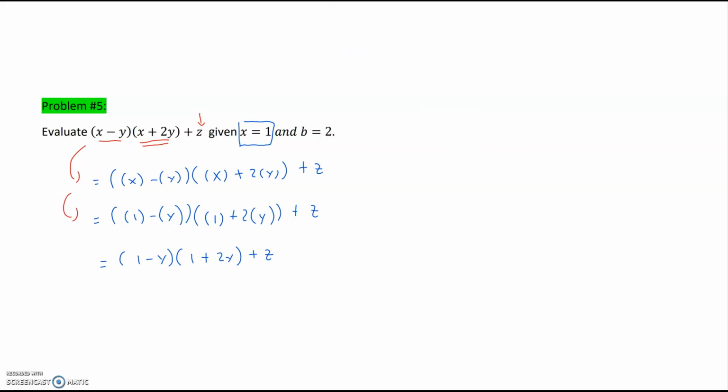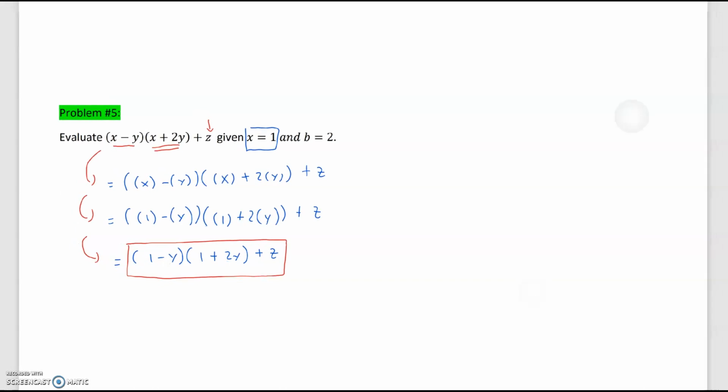And let me just double check. We don't have y's. So there's no y's given. We have the value of b, but b is not given in here. So a little bit of a trick question on this one. You're only plugging in the x's. And this would be our final answer.